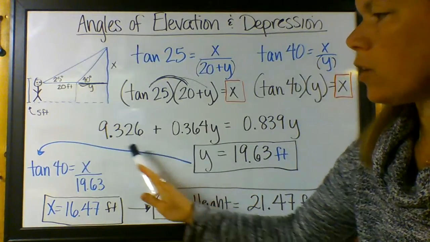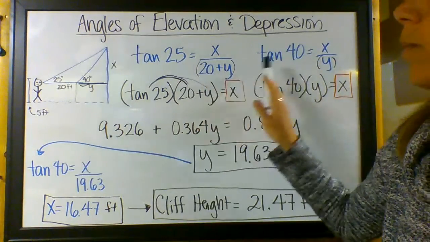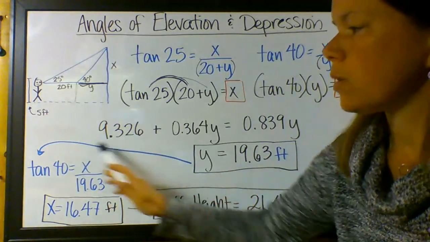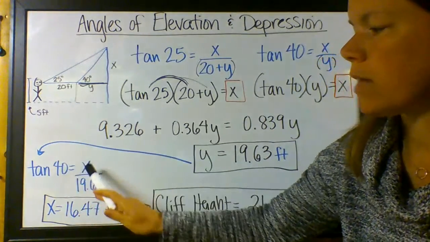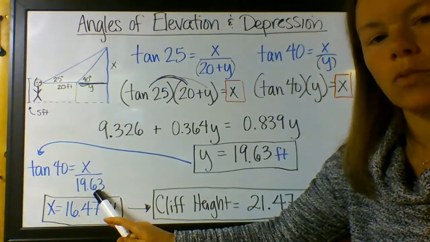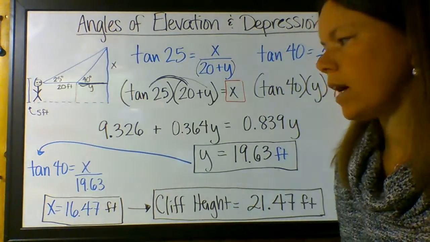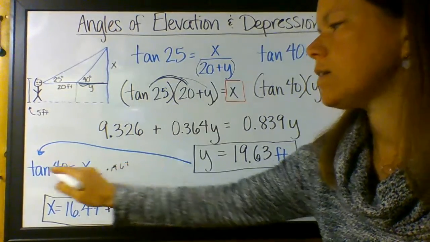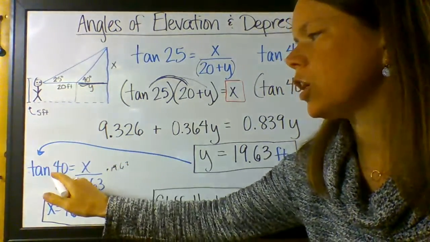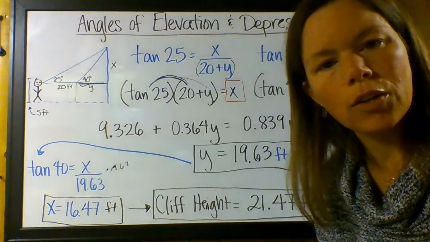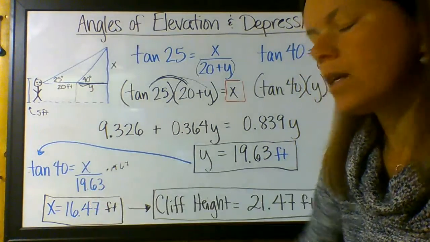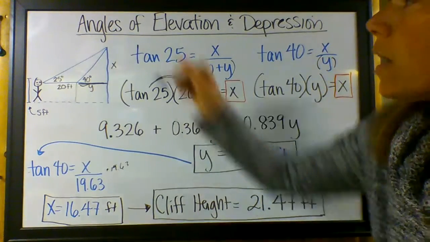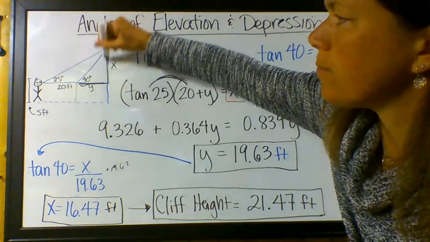So I took that value over and I plugged it into whichever one was the simpler equation, which of course is the one with just the y. So I plugged it in. Tangent of 40 equals x over 19.63. And I solved for x. How did I do that? Times 19.63 over here. Again, tangent of 40 in your calculator times 19.63. I got 16.47 feet. So now that gave me the cliff height here.